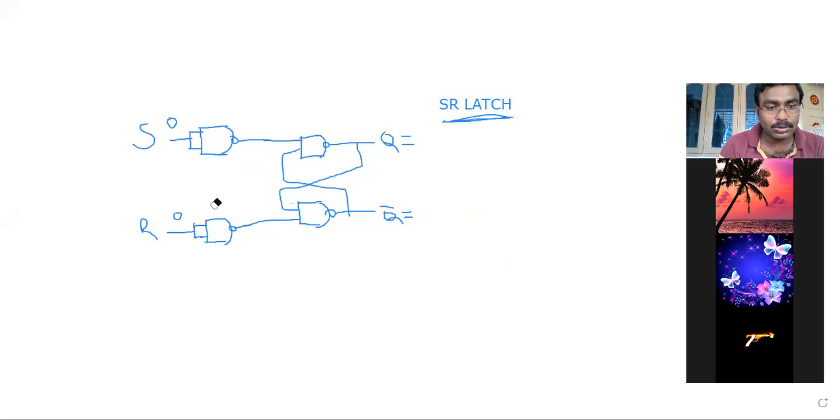Just a minute, guys. Let me erase the things. Okay, now look here, guys. I'm going to take the next condition, that when S is equal to 1 and R equal to 0. The 0 0 case is over. Let me take S is equal to 1 and R equal to 0.